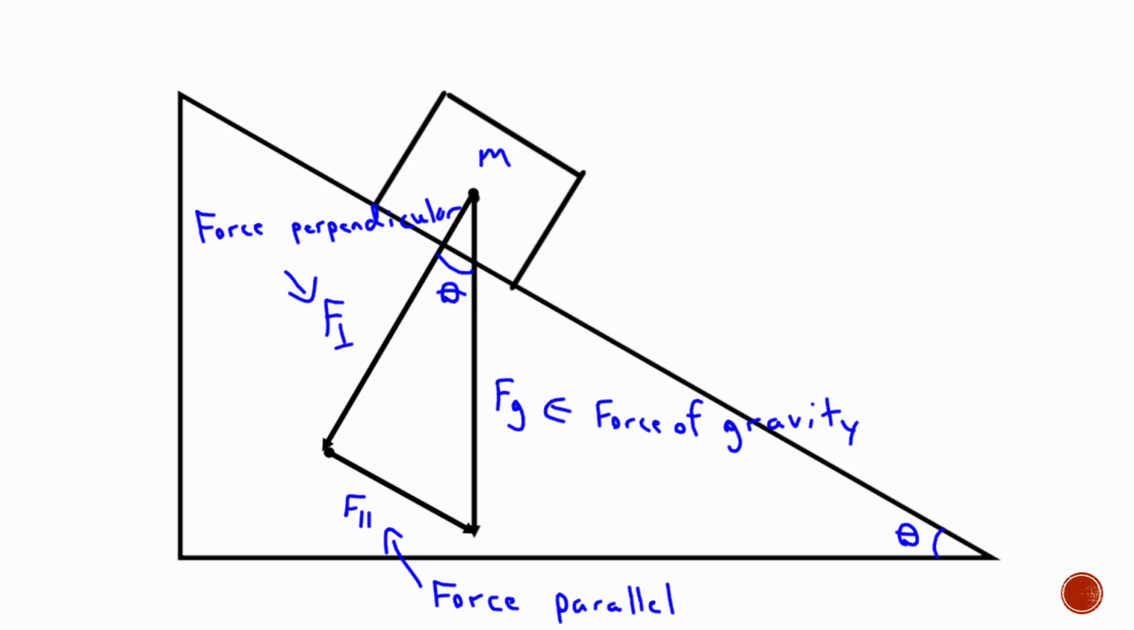We can break that force of gravity into two separate vectors, which are also drawn there. We can see our vector that's parallel to our surface, which is our force parallel, and we also see one that is perpendicular to our surface, which is our force perpendicular. You'll also notice that the angle of incline and the angle that we create at the top of this triangle from our forces is the same.